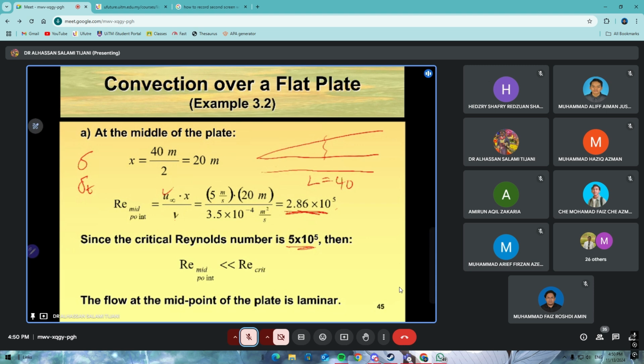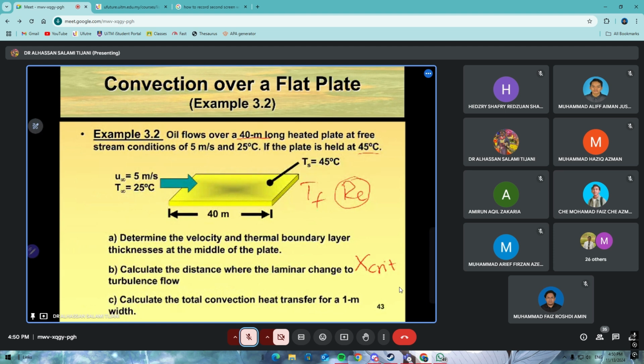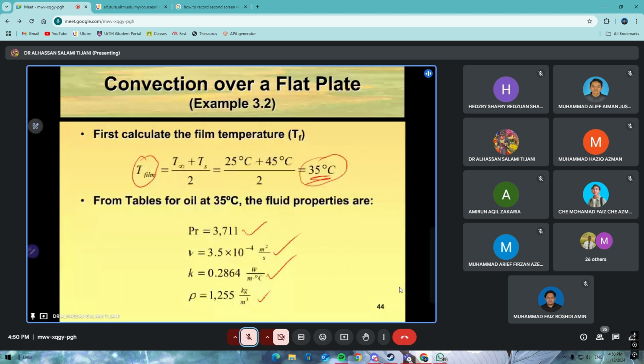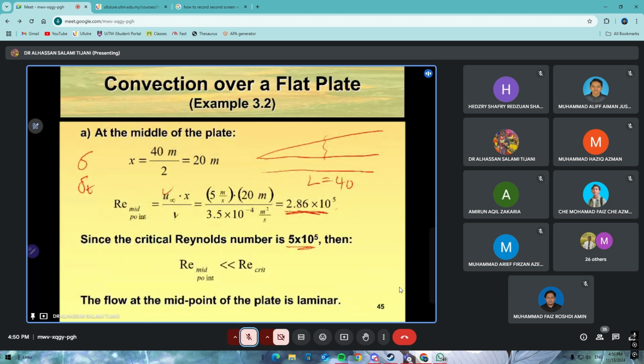Oh, sorry, I made a mistake here. Let me see. Yes, the critical Reynolds number is 5 times 10 raised to the power 5, and here we have, let's say, 2.86 times 10 to the power 5. So it's less than the critical Reynolds number. Yes, so that's it. Then the flow across the plate up to half portion of the plate is laminar flow.